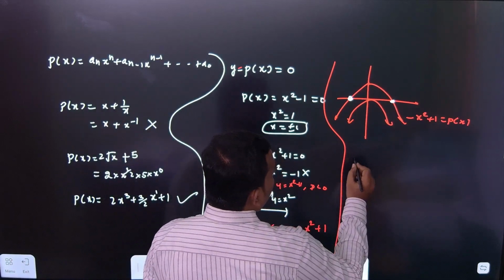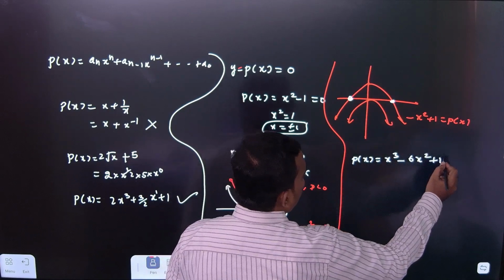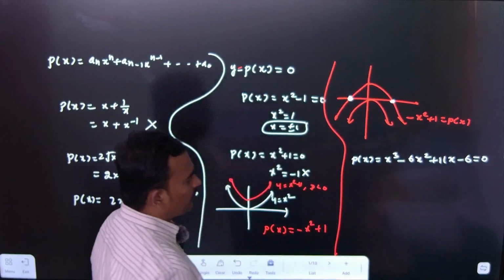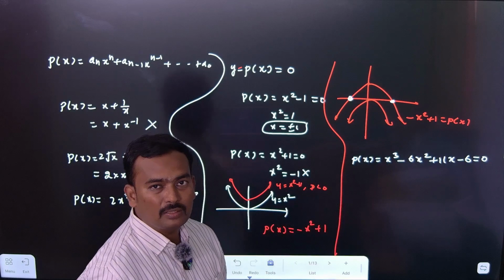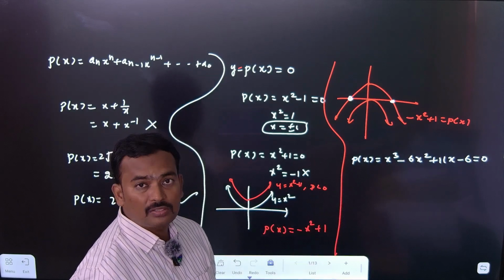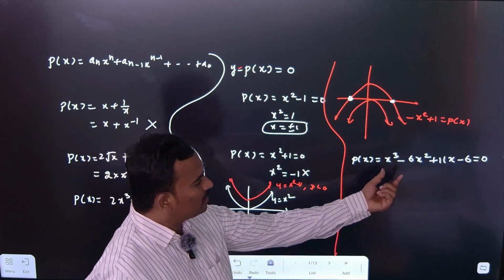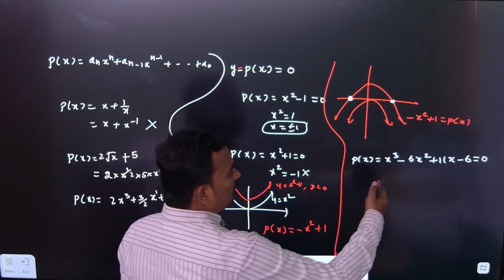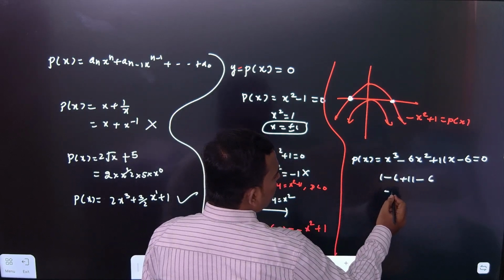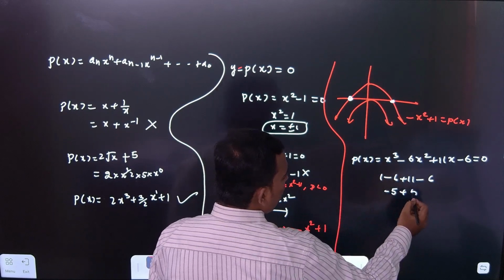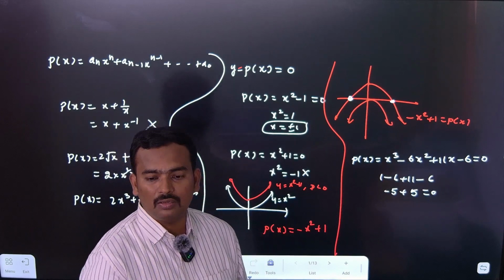Suppose I take p of x equal to x cube minus 6x square plus 11x minus 6 equal to 0. Okay, you can see it is a cubic polynomial, you know that at least one real solution is possible. But when you observe certain things in the equation, the sum of the coefficients, you can see 1 minus 6 plus 11 minus 6. 1 minus 6 is minus 5, 11 minus 6 is plus 5. It will be 0. If the sum of the coefficients is 0, then 1 is always a root.